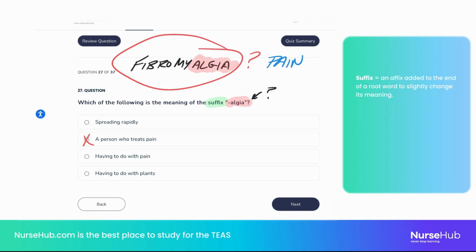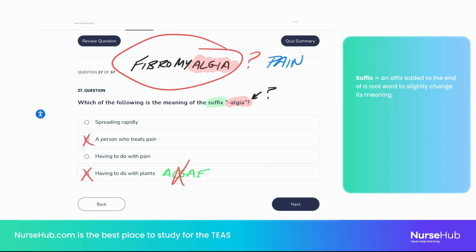Having to do with pain, ooh, that's another big time question one, so we'll keep that blank. And having to do with plants. Now, with this one, you might be thinking, oh yeah, algae. I know that word algae, that works, but unfortunately that is a trick. ATI is trying to trick you because this is also the incorrect answer.